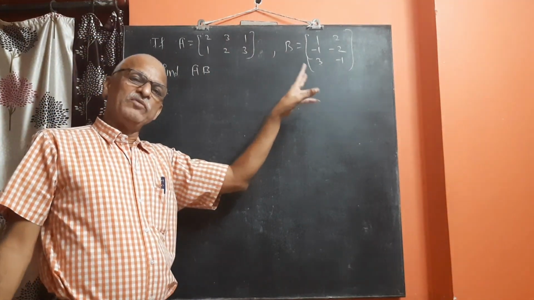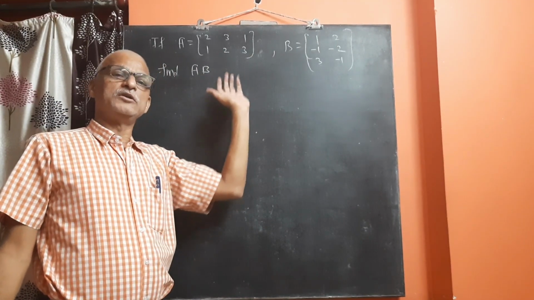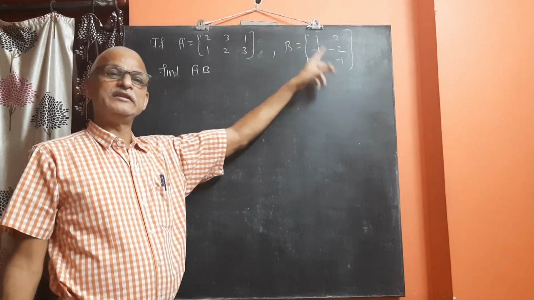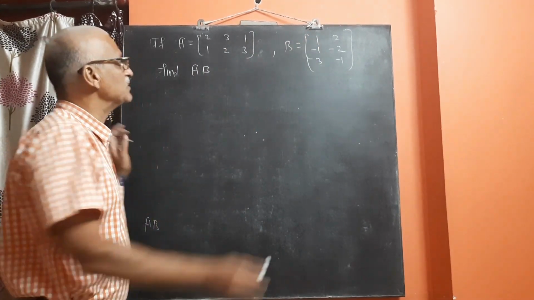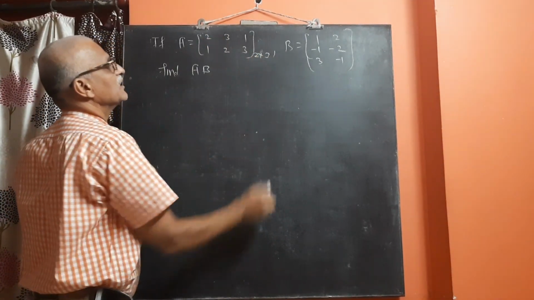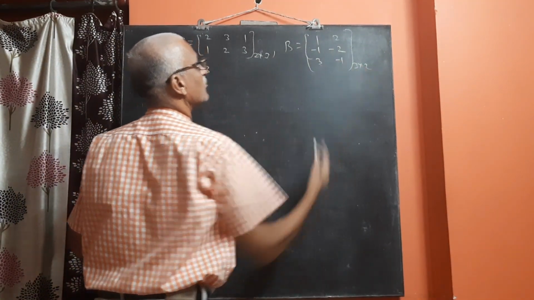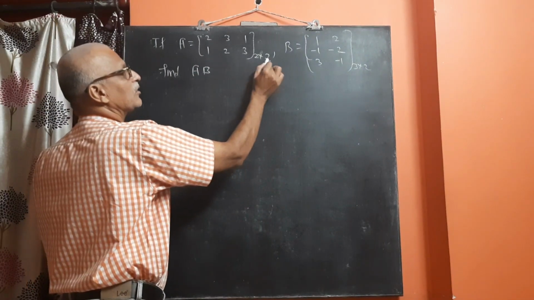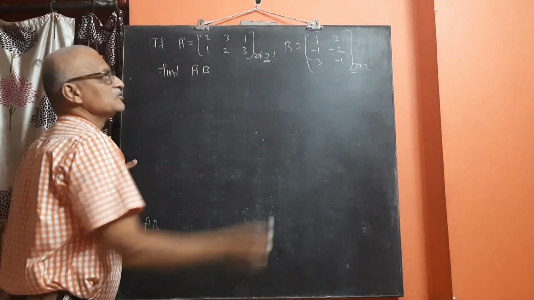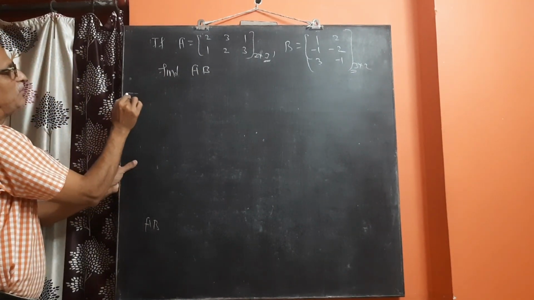Is the product possible? How will you verify that? If the number of columns of the first, that means A, is equal to the number of rows of the second, then we can find out the matrix A into B. So here, what is the order of A? There are 2 rows and 3 columns, that means 2 by 3. What is the order of B? That is 3 by 2, 3 rows and 2 columns. So our condition is that the number of columns of A must be equal to the number of rows of B. So this number 3 is equal to 3. That means we can find out AB. So let us find out AB.